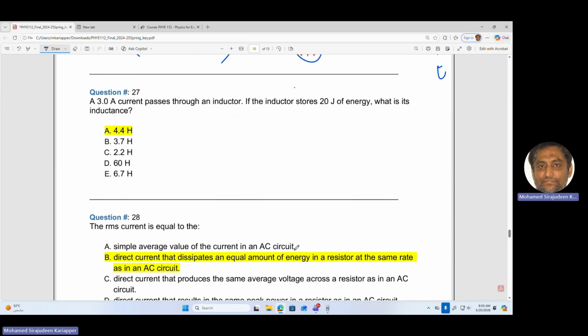A 3 ampere current passes through an inductor. If the inductor stores 2 joules of energy, what is the inductance? Go and tell me the equation, please. Check your formula sheet and tell me what the equation is. It's an easy, straightforward question. What's the equation we should use?